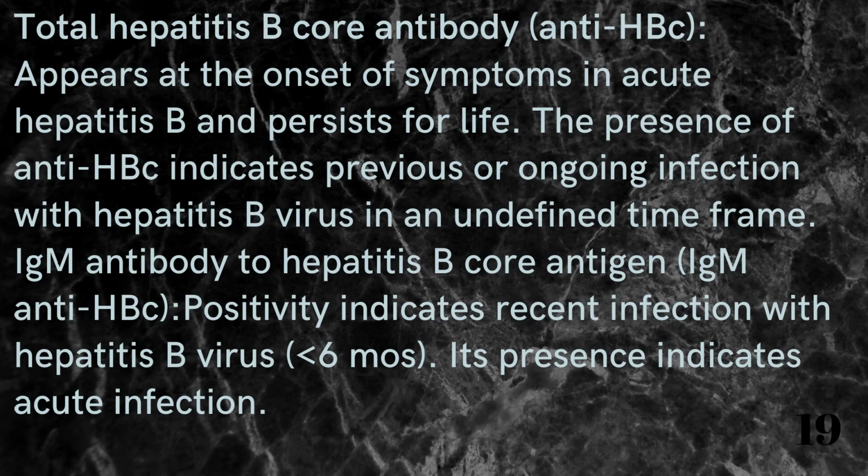The body normally produces antibodies against hepatitis B surface antigen as part of the normal immune response to infection. Hepatitis B surface antigen is the antigen used to make hepatitis B vaccine.